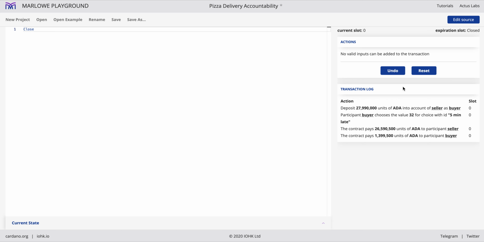When we go down that path, it's going to say, hey, the buyer chose that it's 32, 5 minutes late. So what is going to happen there is on 5 minutes late, it's going to take 5%. So as you can see here, 26.5905 ADA goes to the seller, goes to the pizza place, and then 1.3995 of that ADA goes back to the buyer, to the person who ordered the pizza.